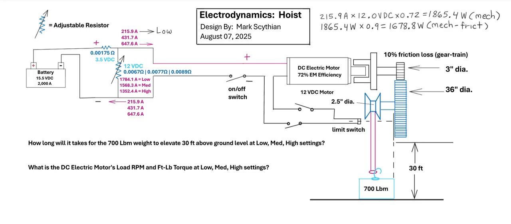across a drive line, a gear reduction unit, then connected to a pulley, which then functions as a weight hoist or a lift device. A 700-pound weight is lifted 30 feet.